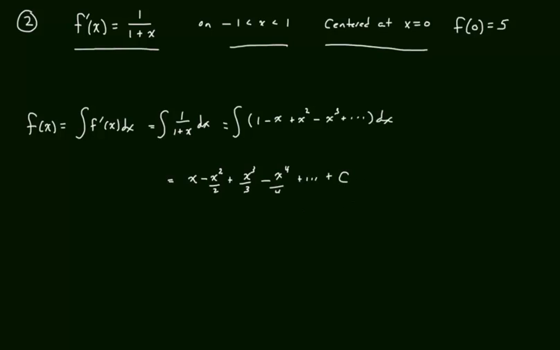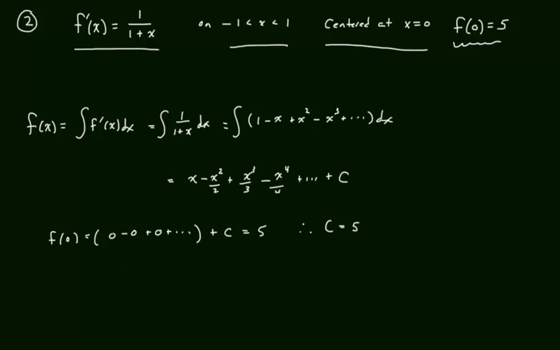So we have to use our condition in order to find what the value of c is. And I'll say f of 0 is equal to, we're going to have a whole bunch of zeros here, and then we have a plus c, and that equals 5. So therefore, my c must equal 5.